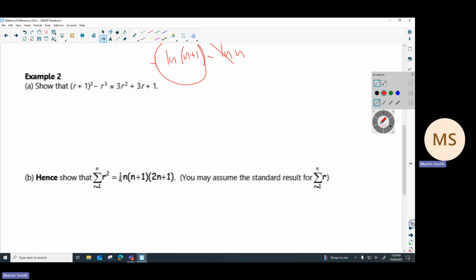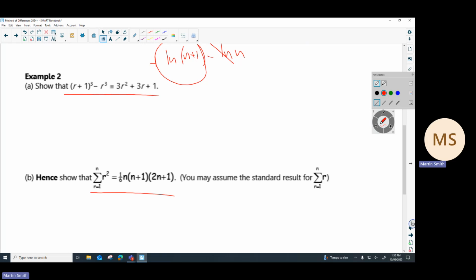In a minute, I'm going to prove this formula: the sum from r = 1 to n of r squared is n(n+1)(2n+1)/6. In order to do that, I'm going to use the method of differences. And first of all, I'm going to use this bit of algebra here.